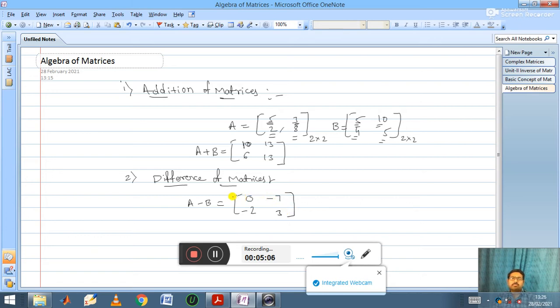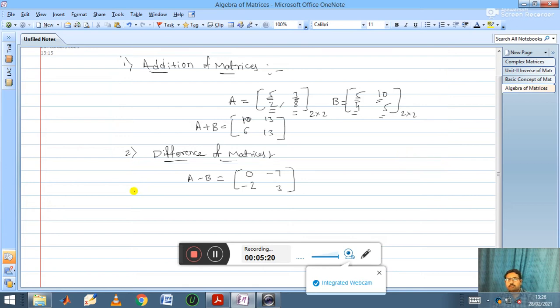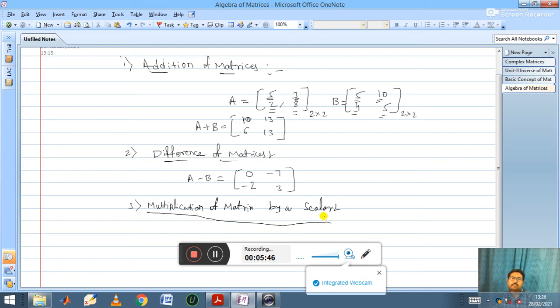So this is the difference of two matrices. Just like addition of matrices, the difference of two matrices is done element by element. Then let us go to the third one, multiplication of a matrix by a scalar.